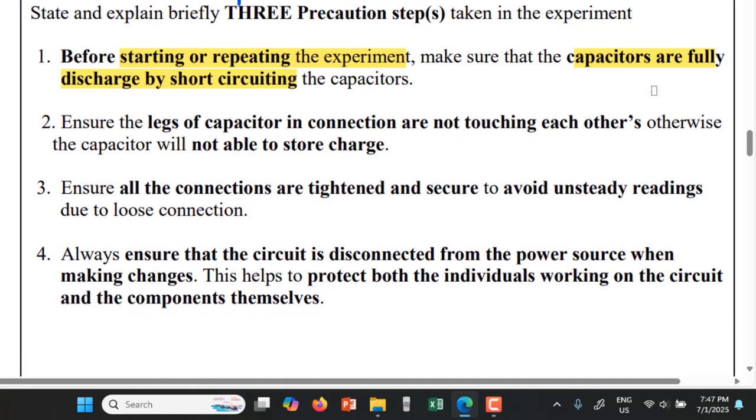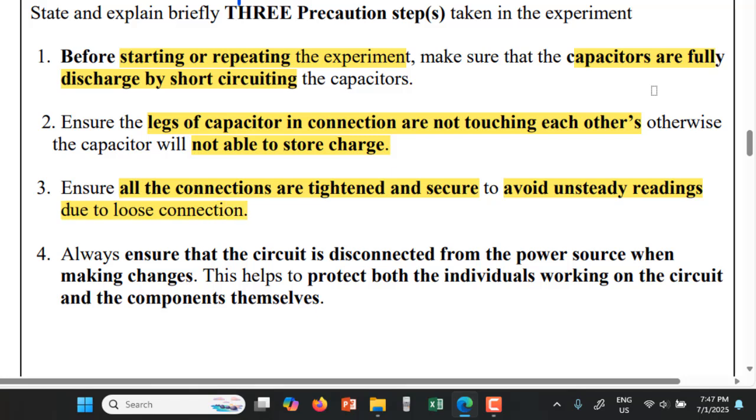The second one, since we are going to store charge in the capacitor before we discharge it, we have to ensure that the legs of the capacitor in connection are not touching each other. Otherwise, the capacitor will not be able to store charge. Then for all electrical connections, we have to ensure all the connections are tightened and secure. This is to avoid unsteady readings due to loose connections.